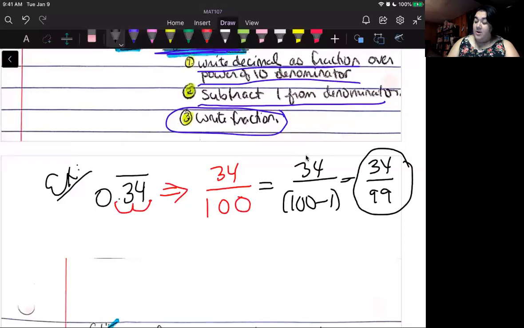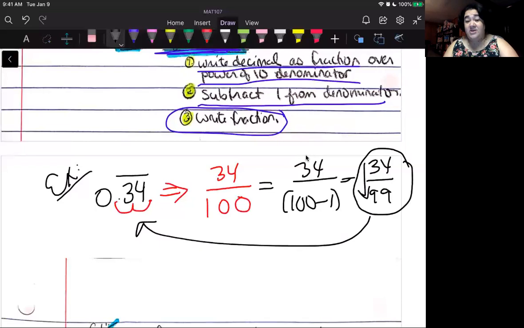And if you were to put this into your calculator and go 34 divided by 99 to get the decimal format of this fraction, you will get the 0.34 on repeat back, which is the idea. Okay, so that is how we take this repeating decimal and write it as a fraction that accounts for the fact that it will repeat.